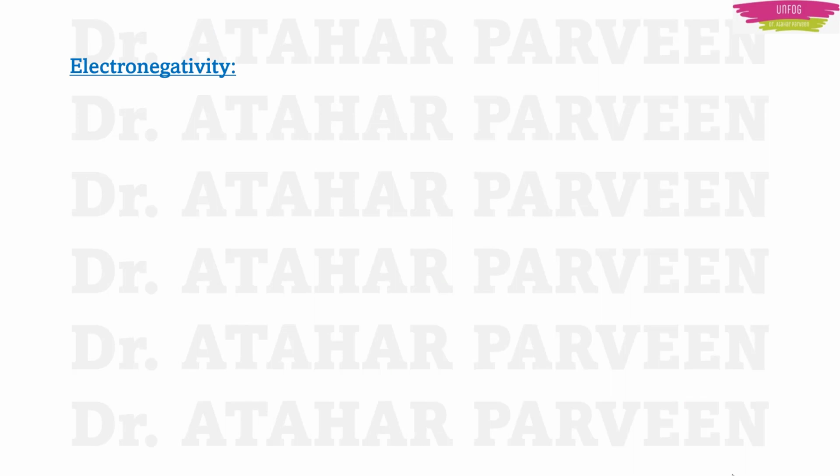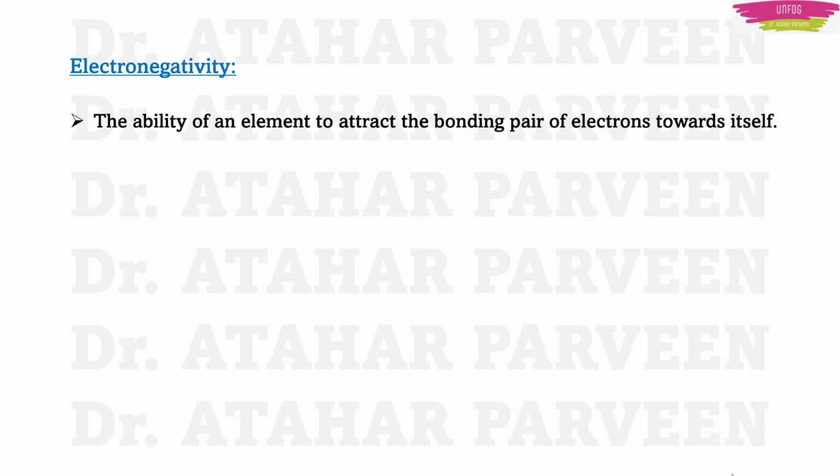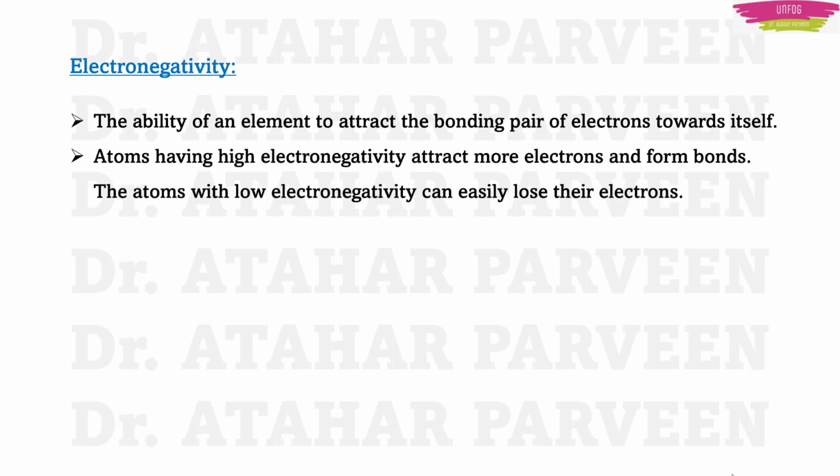Now let's talk about the next trend, which is electronegativity. What is electronegativity? It is nothing but the ability of an element to attract the bonding pair of electrons towards itself. The atoms which have high electronegativity attract more electrons and form chemical bonds, whereas atoms with low electronegativity can easily lose their electrons, meaning the electrons in the outermost shell.